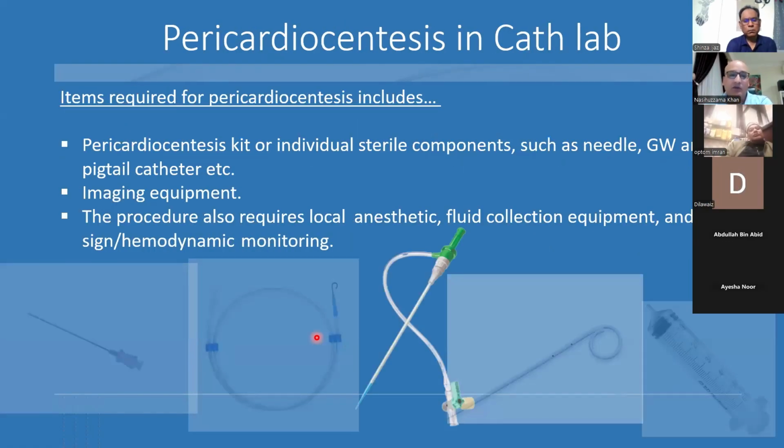Pericardiocentesis in the cath lab, which we are doing in our cath lab. The items required for pericardiocentesis include a pericardiocentesis kit, or individual sterile components such as needle, guide wire, and pigtail catheter, etc. Imaging equipment is very important, under fluoro or ultrasound or echocardiographic guidance. The procedure also requires local anesthetic, lidocaine, fluid collection equipment, and vital sign hemodynamic monitoring devices.